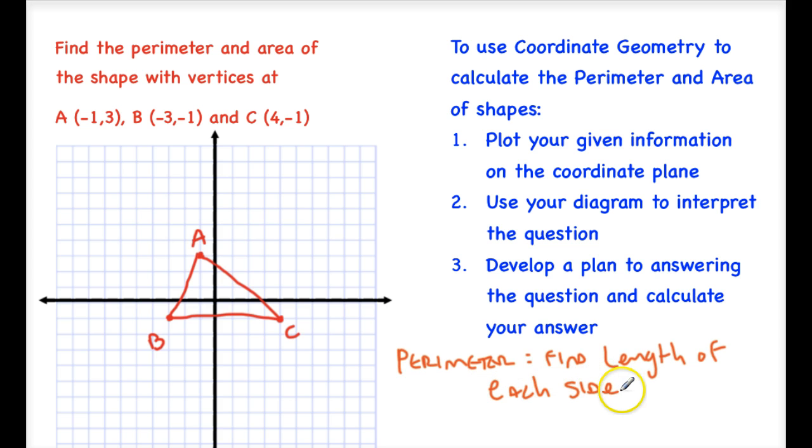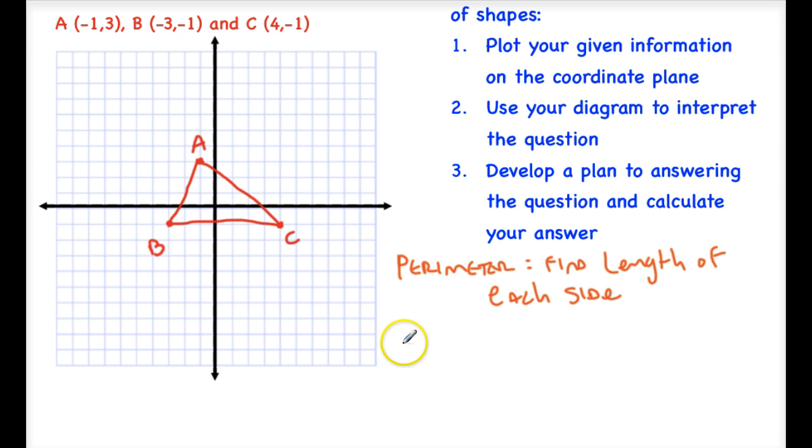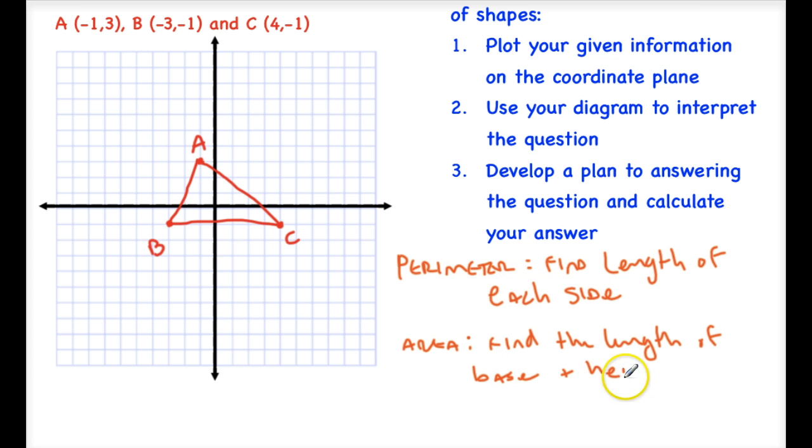So that's my plan for finding the perimeter. For area, what pieces of information do I need? In the formula for a triangle, area is 1/2 the base times the height. So I need to find the length of the base and height. The base will be part of the perimeter, but the height we'll have to find on our own.